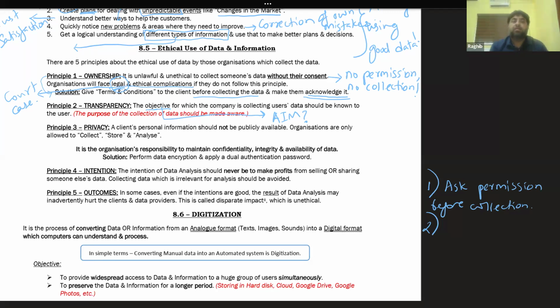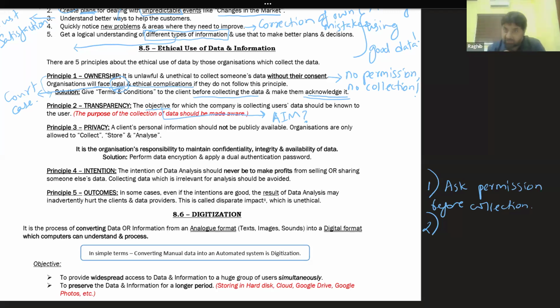Third, privacy. A client's personal information should not be publicly available. Organizations are only allowed to collect, store, and analyze. Privacy. Okay, now it is very, very, very important. Privacy.